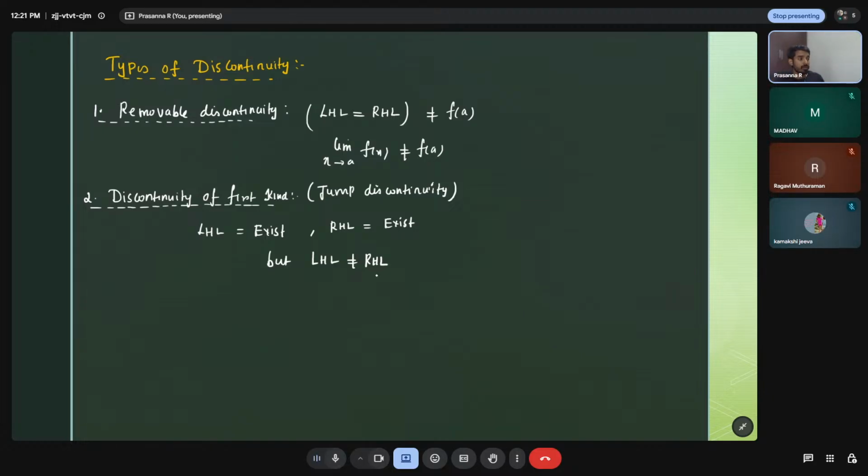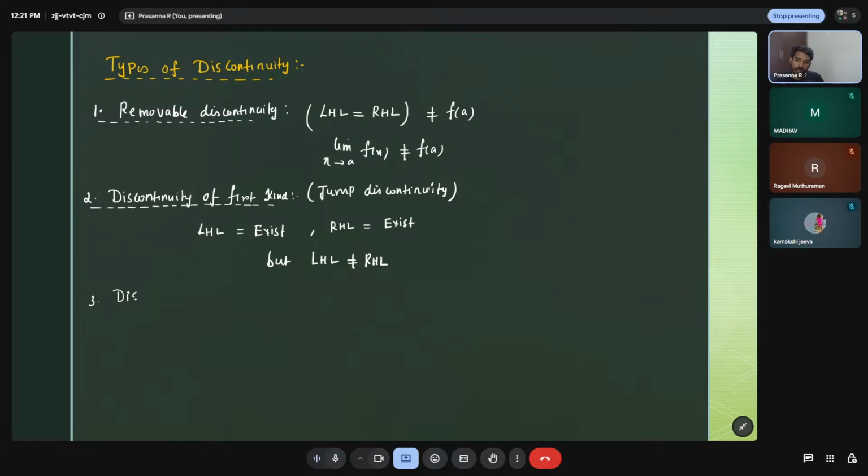See, all are discontinuous only. If it is discontinuous, it means LHL, RHL, and function value, all three are not equal. In some special cases, LHL and RHL are equal, but not equal to f of a. At that point, it will have removable discontinuity. Your LHL and RHL both exist, but they are not equal. That means it is discontinuity of first kind.